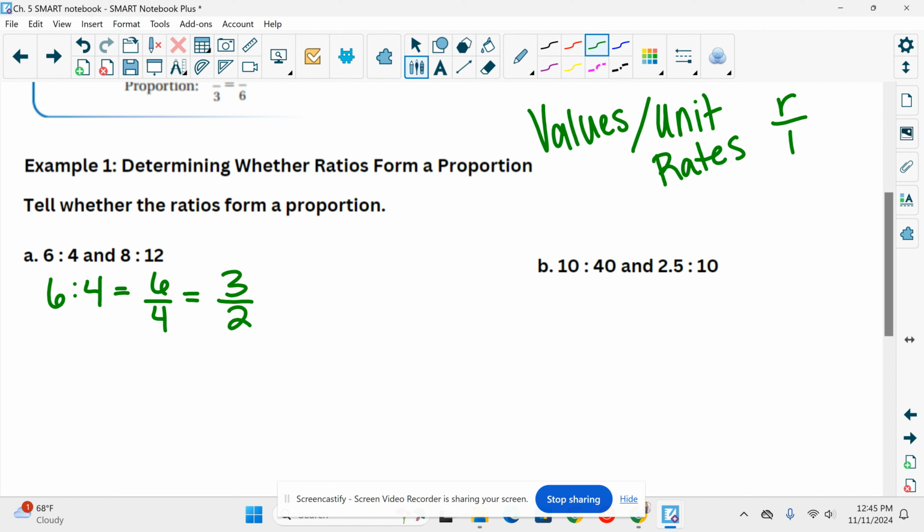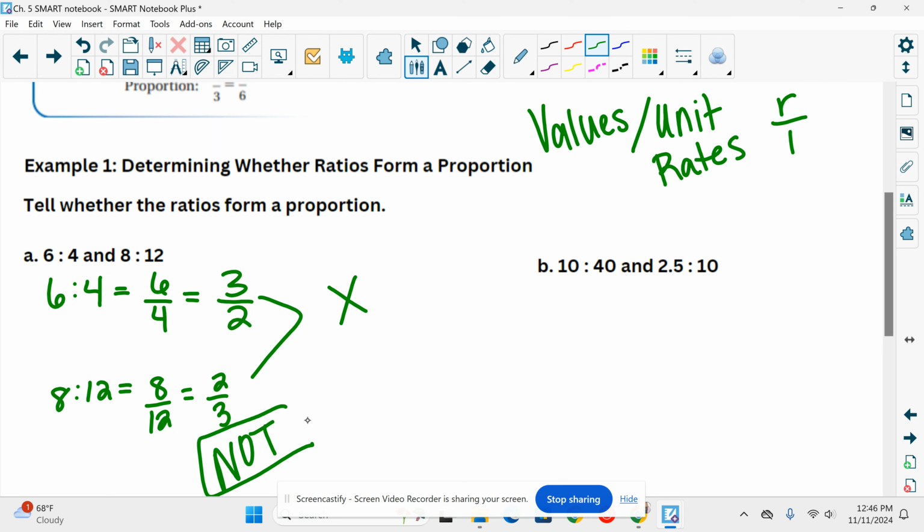Okay? And then I have 8 to 12. Well, to find its value, I set it up as a fraction. 8 over 12, which gives me 2/3. Are these two values equivalent? 3/2 and 2/3. No. Because they're not equivalent, they are not a proportion.